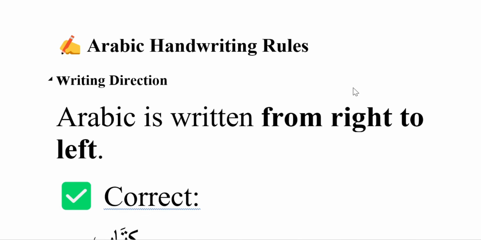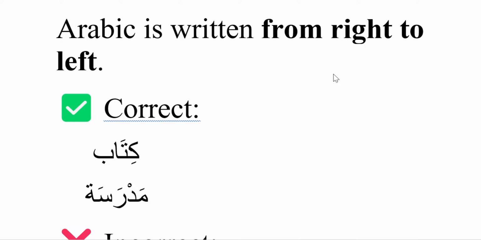So today we're going to talk about the writing rules that you need to know first in order to write and in order to read the Arabic perfectly and correctly. So what you have to know is that the Arabic language is written from the right to the left. In contrast with English writing, where you write from the left to the right, in Arabic you have to write from the right to the left.